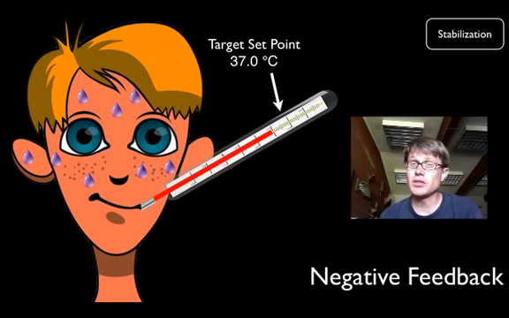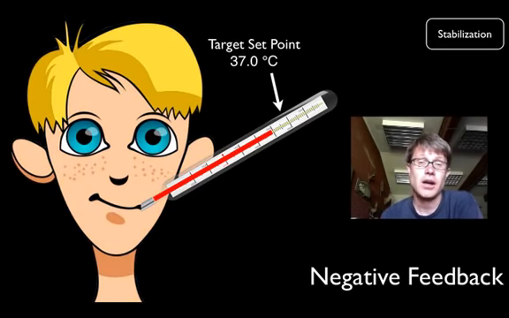But it might drop a little bit too far. So then we're going to turn those things off. We're going to quit sweating and we're going to quit vasodilating. But now we're too cold. So how do we keep ourselves warm? Well, we're going to start to maybe get goosebumps. And these are kind of crazy goosebumps, but we're going to get goosebumps right here.